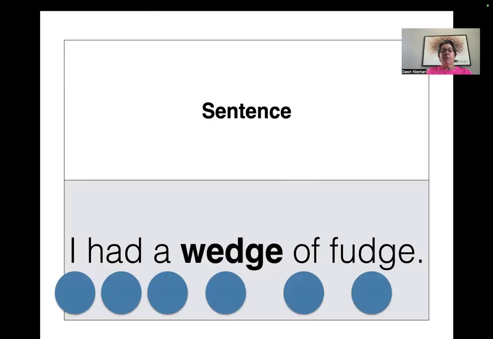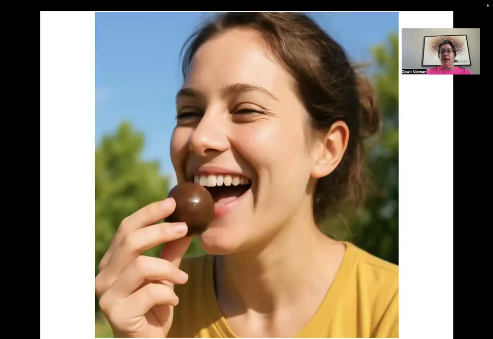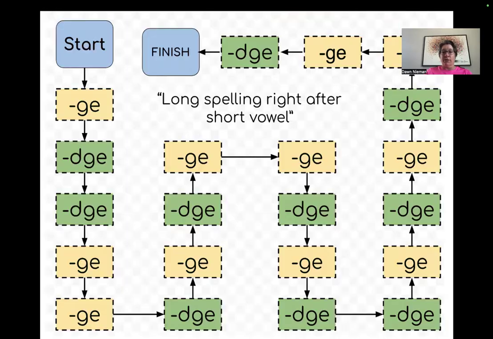You see how if you put the emphasis on wedge, I had a wedge of fudge. Okay, so what's the shape of that piece of fudge? Yeah, it's not in that shape, right? That's not a wedge. Tell me what a wedge looks like. In your Google Drive folder, you have this game board so that you can have students practice telling you over and over again, does a word end with a GE or a DGE?